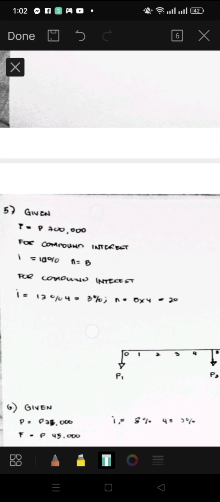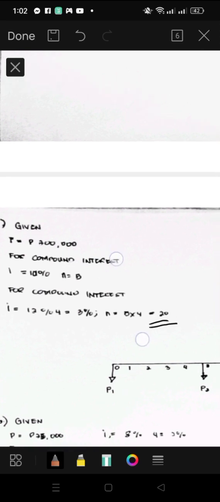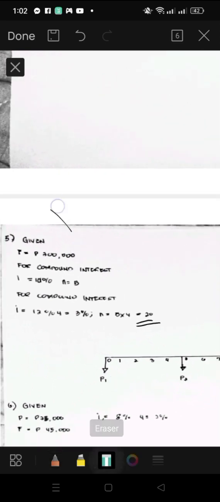So here the future amount is 200,000. For the first period, I is equal to 10% as stated, and n is equal to 5 since it is 5 years. For the second period, 12% compounded quarterly gives 12% over 4, which is equal to 3%, and n is 5 years times 4, which is equal to 20.